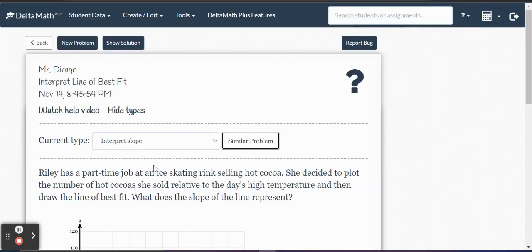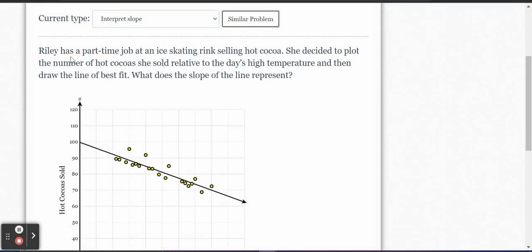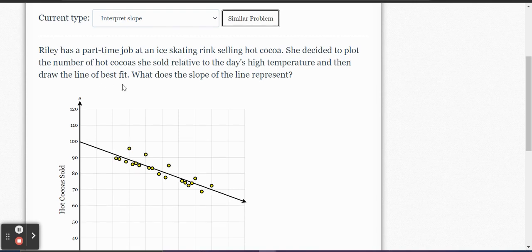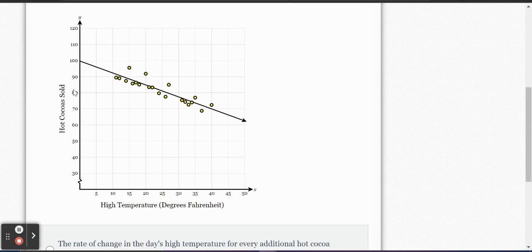Let's do a different scenario. All right, here we go. Riley has a part-time job at an ice skating rink selling hot cocoa. She decided to plot the number of hot cocoas she sold relative to the temperature and draws a line of best fit. As we can see from this data, as the temperature increases, the hot cocoas sold go down, right? Because when it's colder out, more hot cocoas are going to be sold.